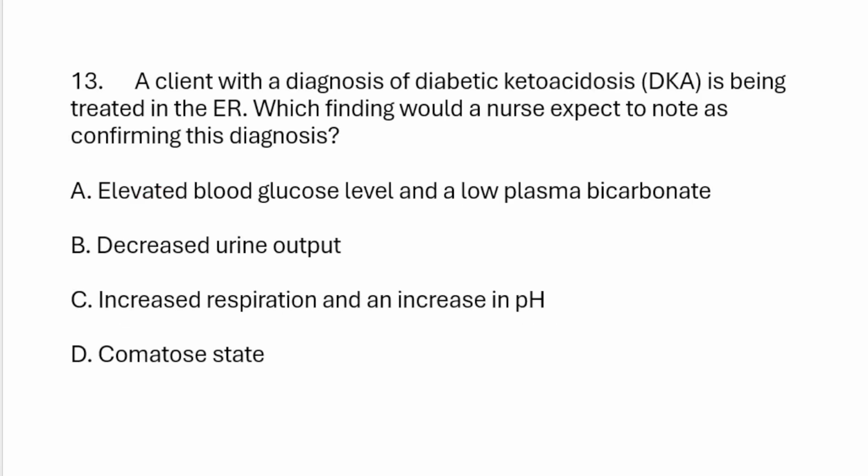13th question. A client with the diagnosis of diabetic ketoacidosis, DKA, is being treated in the ER. Which finding would a nurse expect to note as confirming this diagnosis? A. Elevated blood glucose level and low plasma bicarbonate. B. Decreased urine output. C. Increased respiration and increased pH. D. Comatose. So the answer is elevated blood glucose level and low plasma bicarbonate.